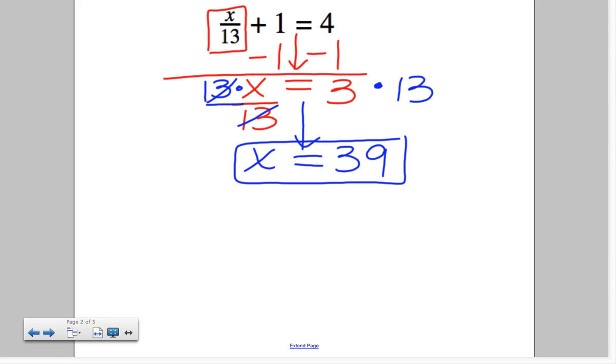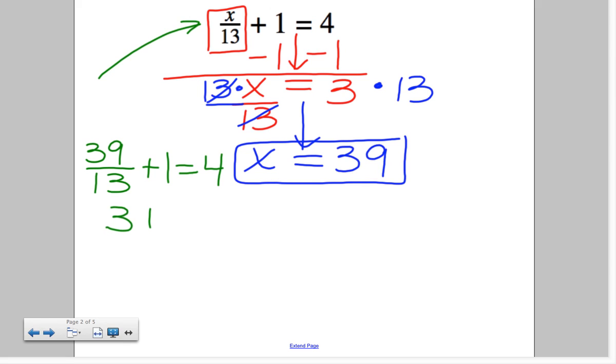Now, to make sure that our answer is correct, there's something called a check that you should do. So we're going to plug in 39 and divide it by 13. We're going to plug it into this equation right here, plus 1 should equal 4. Well, in GEMS, would you divide first or would you add first? Hopefully you divide. So 39 divided by 13 is 3. And bring your plus 1 down, and 3 plus 1 is 4. 4 is equal to 4, and it checks out.